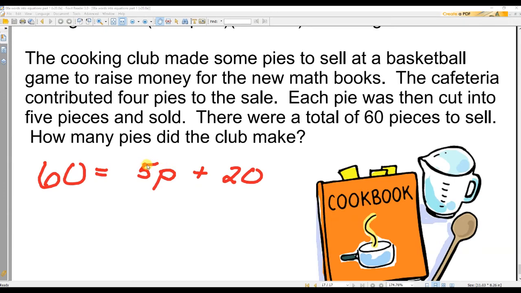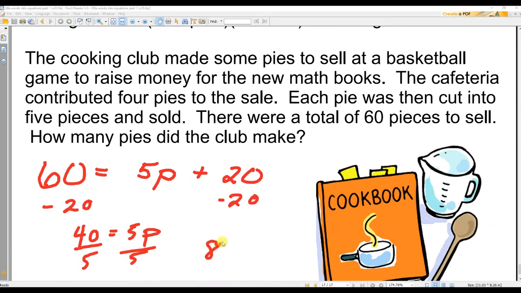2 pies would be 10 plus 20 is 30. 3 pies would be 15 plus 20, which is 35. 4 pies would be 5 times 4, which is 20, plus 20, which is 40. Yeah, this is modeling it. That models it. And we could solve this and find out how many pies did the club make? Oh, I guess do we have to solve it? Let's solve it. So the club made 8 pies.